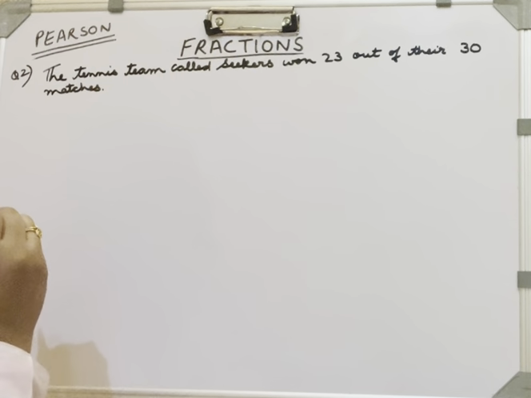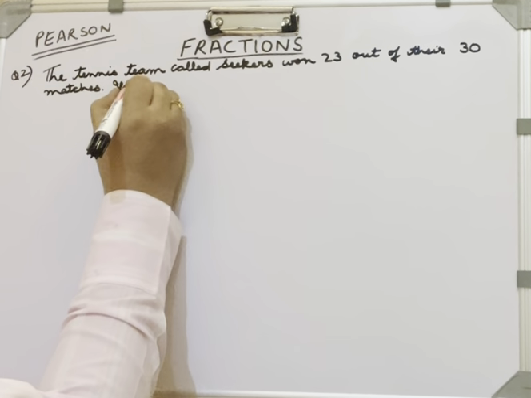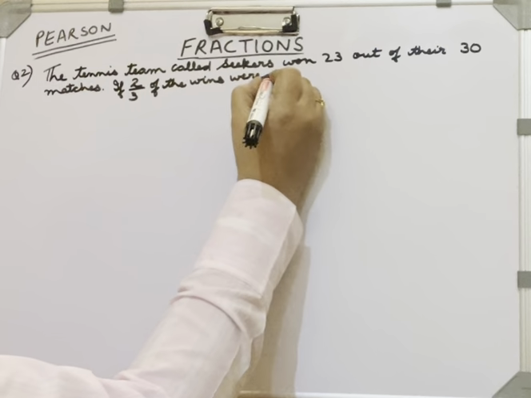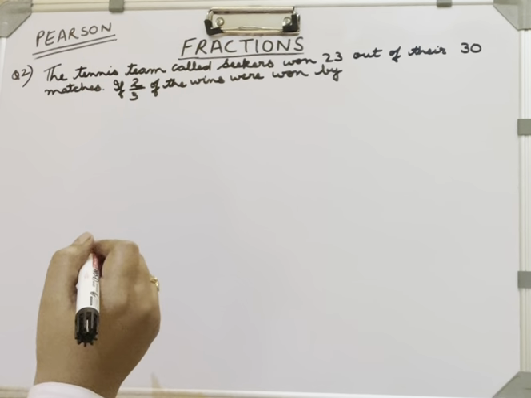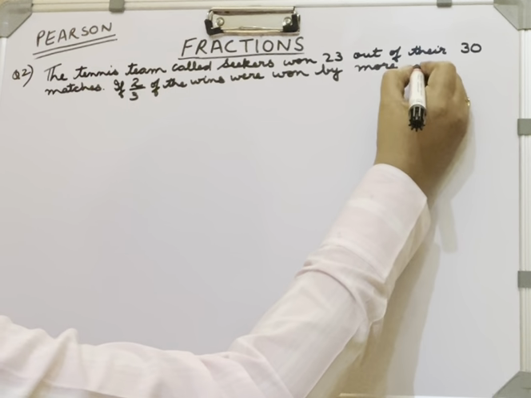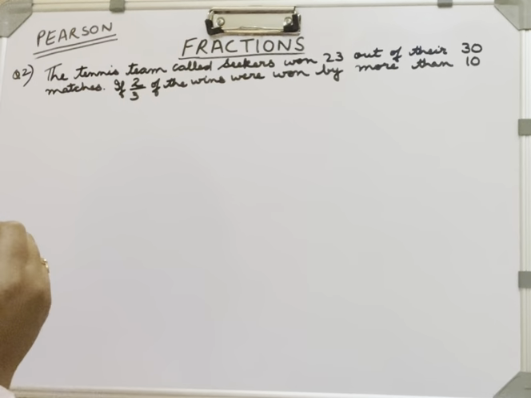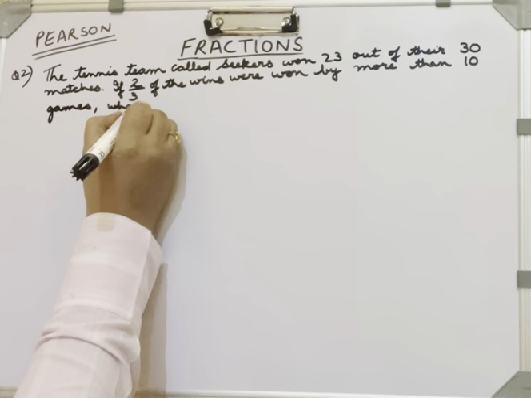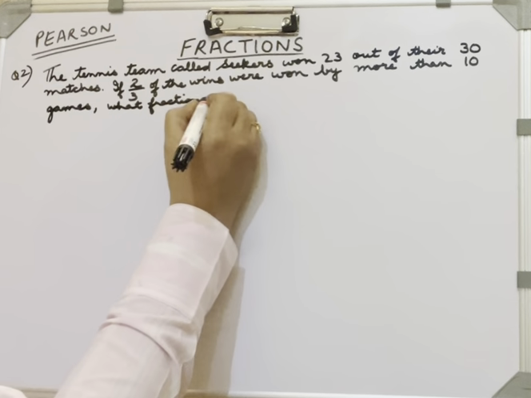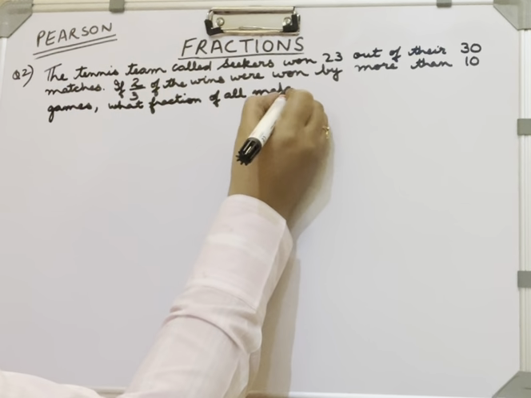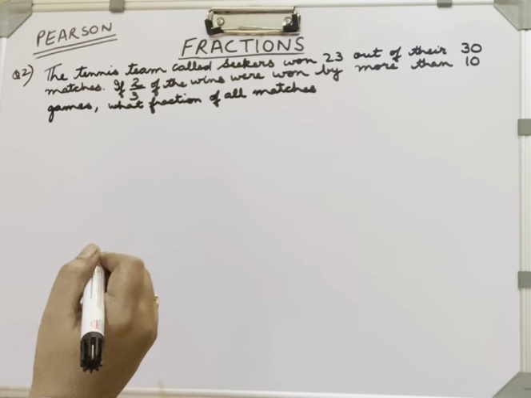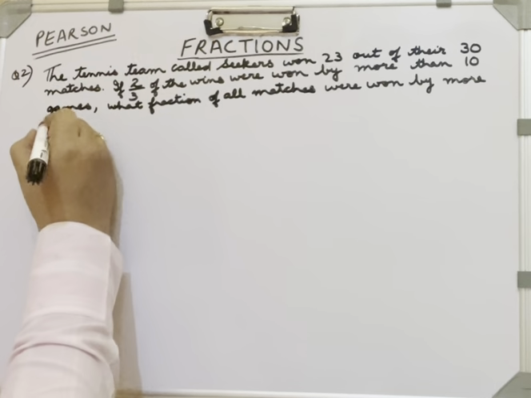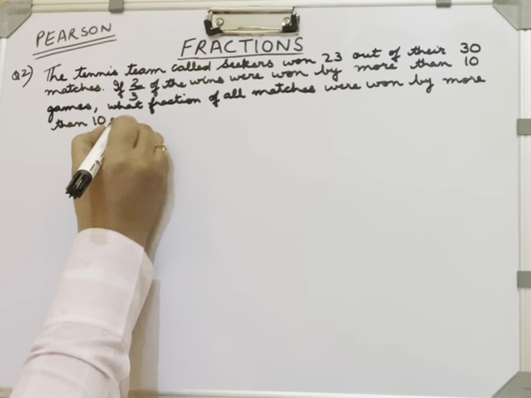If 2/3 of the wins were won by more than 10 games, what fraction of all matches were won by more than 10 games?